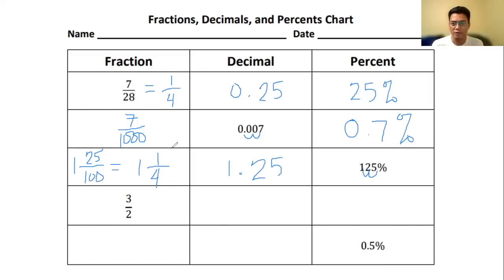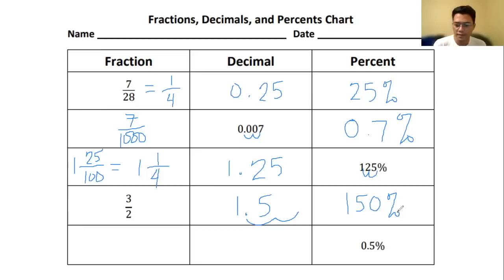Next, 3 halves. If you want to change it into decimal, just divide 3 by 2 and you will be getting 1.5. Okay. And then its percent, just move 2 units. So 1 and then 2, you will get 150%. Okay.